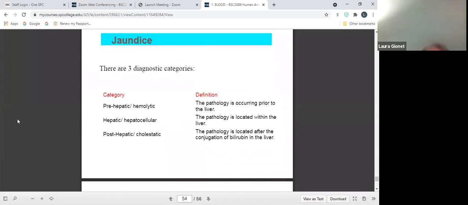Here, jaundice is talking about the buildup of bilirubin. Once it exceeds a certain amount in the blood, you start to get that yellowing of the skin, the mucous membranes, the mucosa of the mouth. It's generally categorized into three different etiologies, kind of like anemia. It's either considered prehepatic, hepatic, or posthepatic.